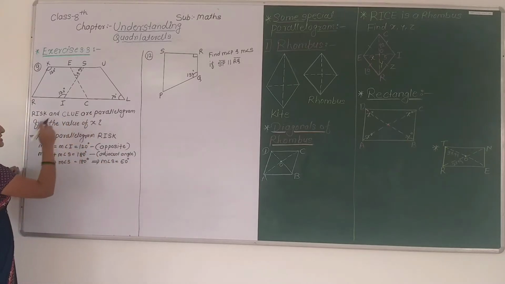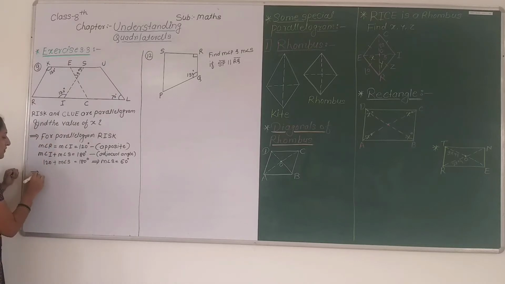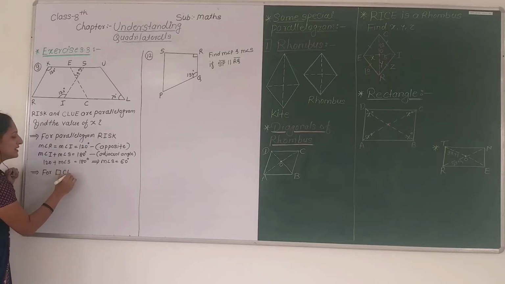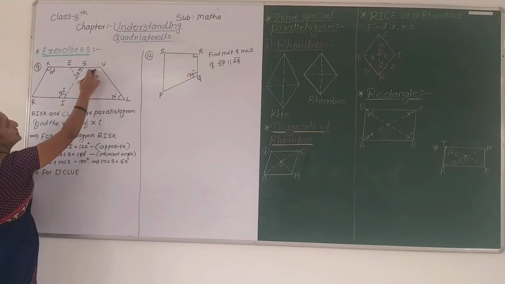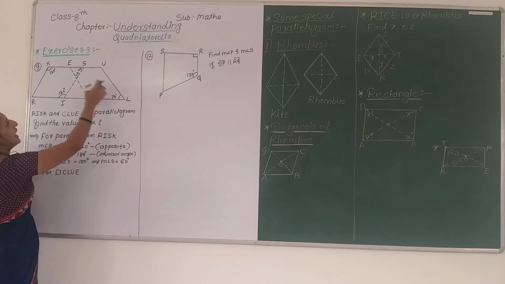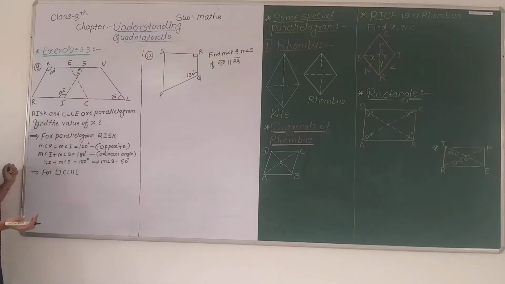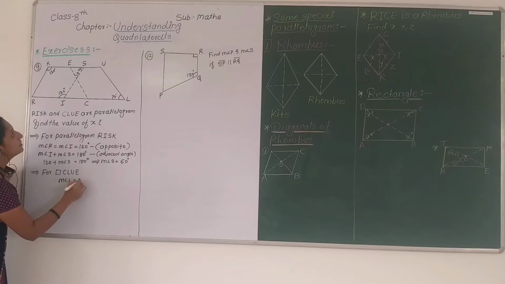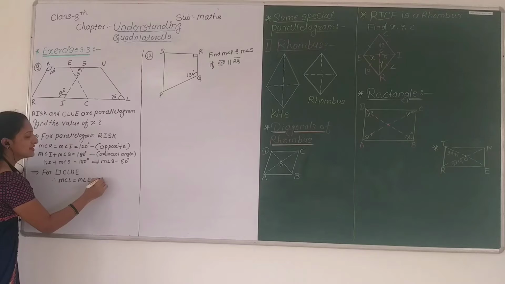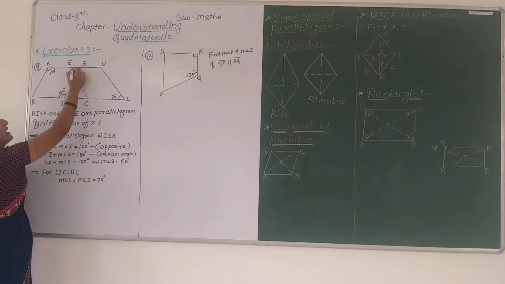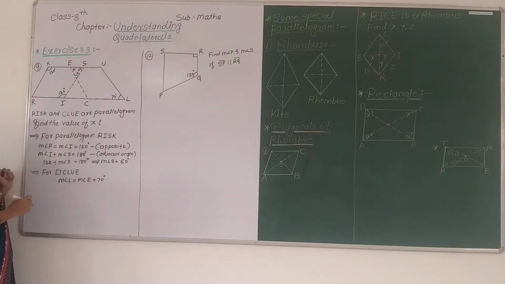Now look at the next parallelogram, parallelogram CLUE. For this parallelogram CLUE, angle L and angle E are opposite angles, and opposite angles are the same since it is a parallelogram. Measure of angle L is equal to measure of angle E, right? So it is equal to 70 degrees. So here we get angle E is equal to 70 degrees.